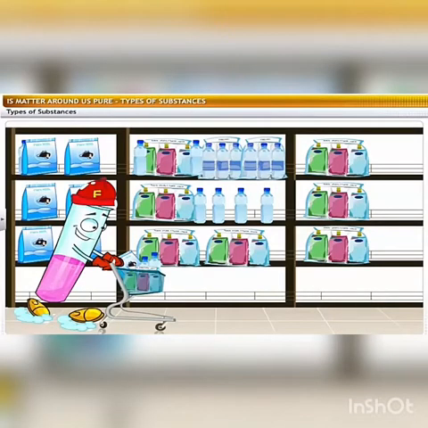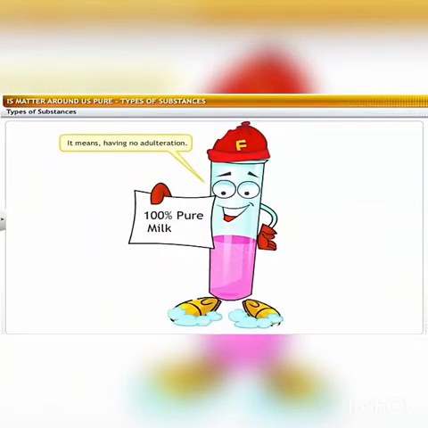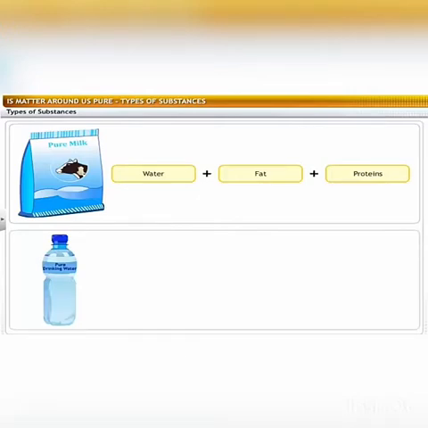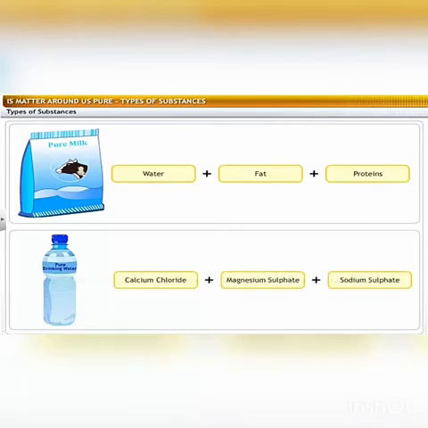You might have observed the word pure written on the packing of consumables like milk, mineral water, fruit juice, etc. What does the word pure mean to you? It means having no adulteration. That's right, but for a chemist, none of these substances are pure. For example, milk is a mixture of water, fat and proteins. Mineral water, according to the label, has calcium chloride, magnesium sulfate and sodium sulfate. If it were really pure water, in the scientific meaning of the word, it should contain only water molecules.